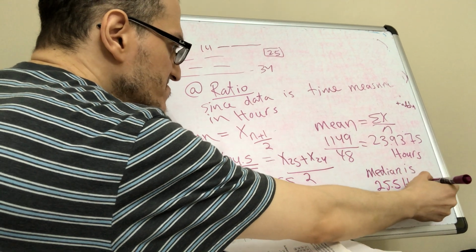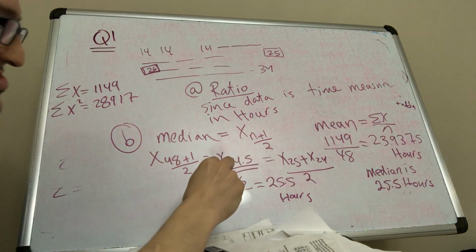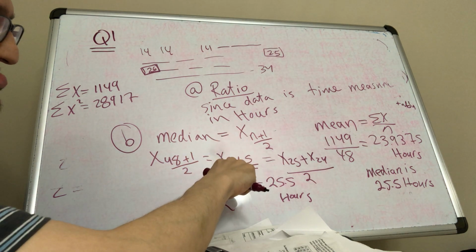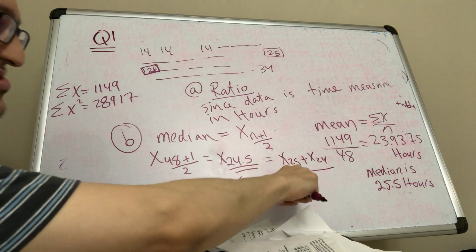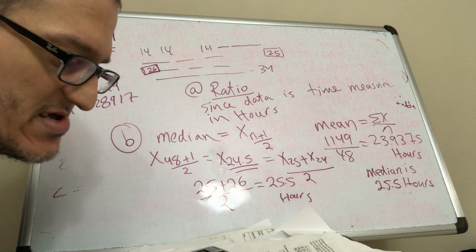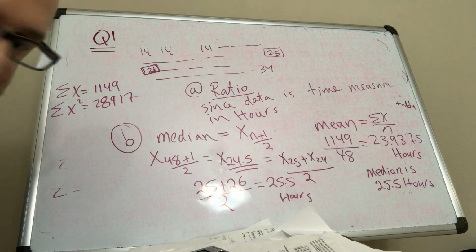25.5 hours. So again, when you look for a median, if it's something 0.5, you need the 24th, you need the 25th number and you average them. You average their values. Okay.